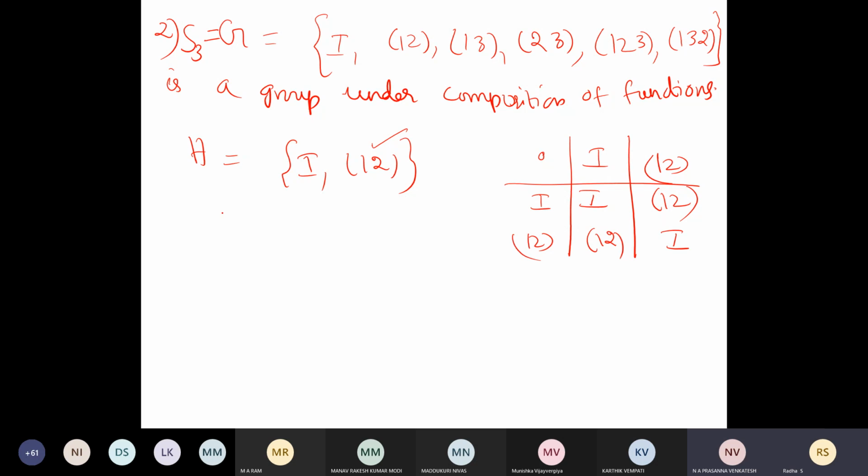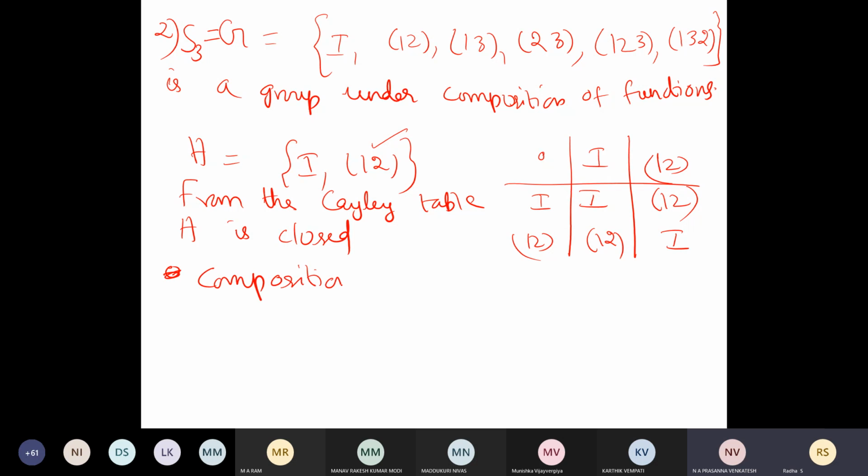(1 2) composed with (1 2) gives I. So H is closed from the table. What is the table called? Cayley table. So from the Cayley table, H is closed. Composition of functions is always associative. Okay, then I is the identity element.